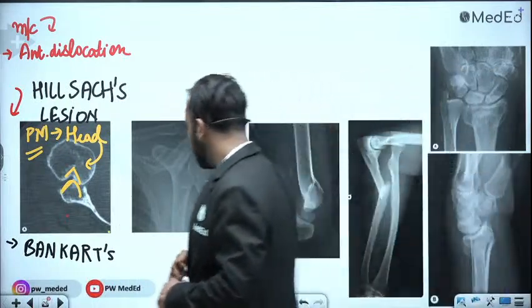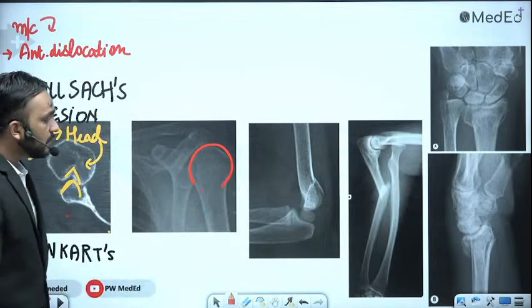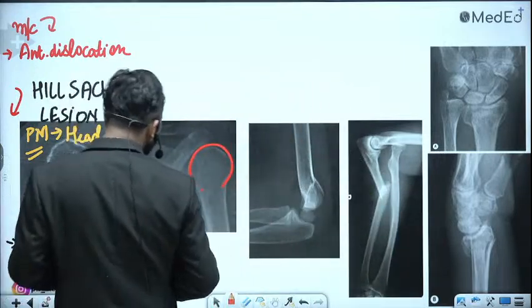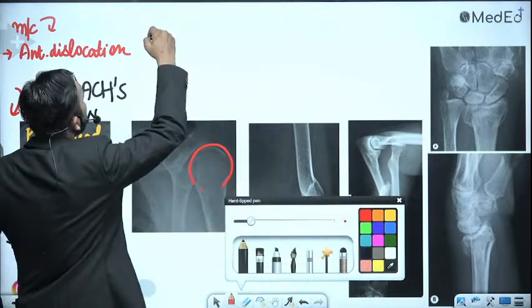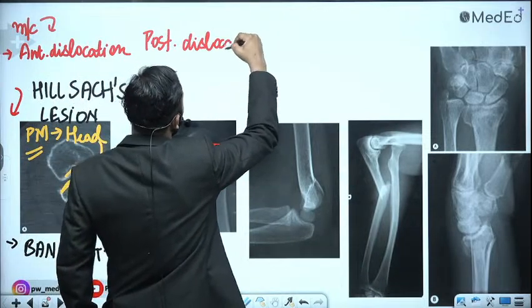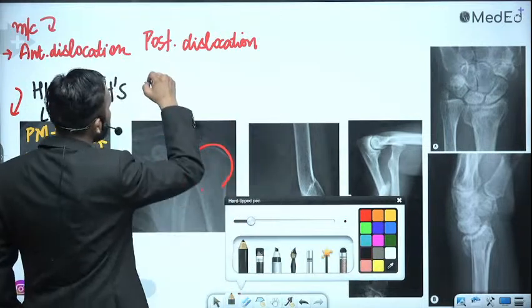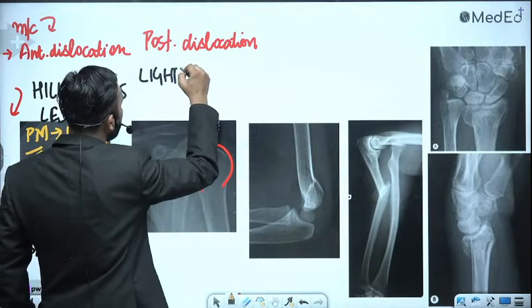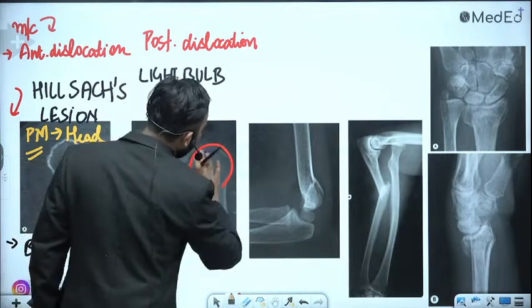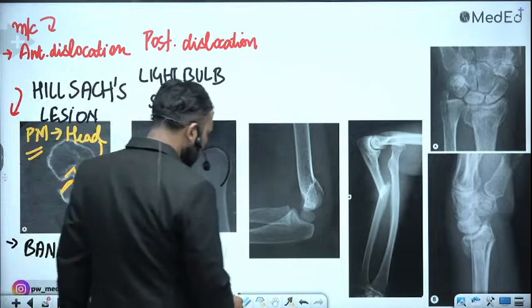Now talking about this image, image number 2. In the image number 2, guys, you can see that the head of the humerus is very symmetrical in shape. If you will look at a normal x-ray, you will see that the head of the humerus is asymmetrical in shape, right? So symmetrical head of the humerus is seen in posterior dislocation of the head of humerus. And posterior dislocation of the head of humerus is going to give a light bulb sign. And this light bulb sign is basically your symmetrical appearance of the head of femur. Now looking at the third x-ray.